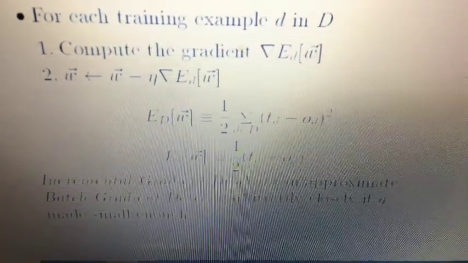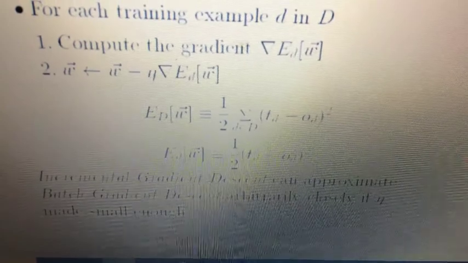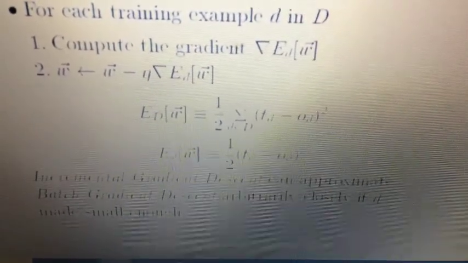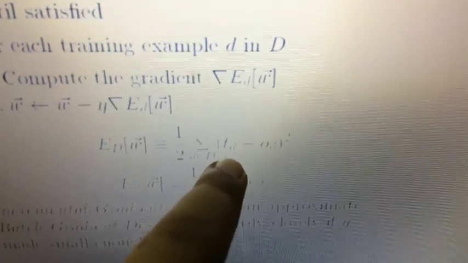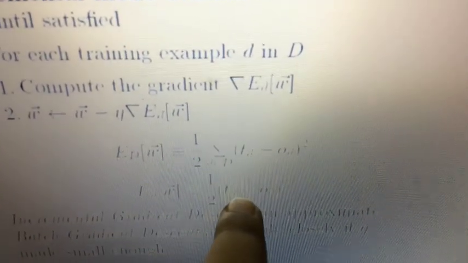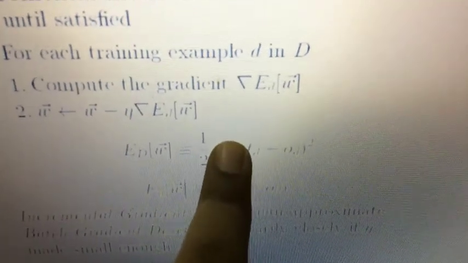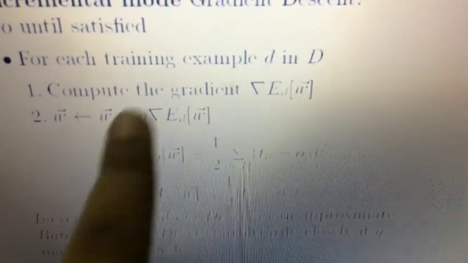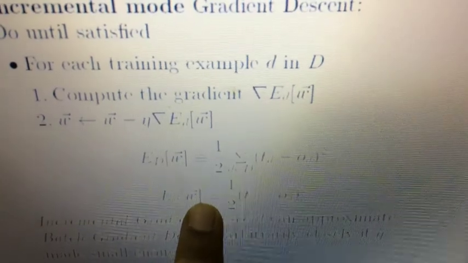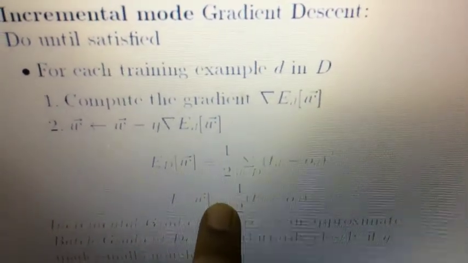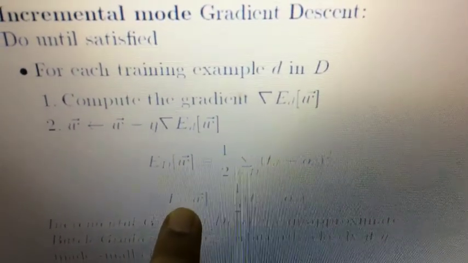Next, the formulas of capital ED and small Ed. Here you have a summation over d belonging to D of (td minus od) the whole squared, the error formula. In the stochastic case you don't have a summation, because you apply it to one particular example. This is the formula for the gradient descent error over all the training examples. This is the formula for the error in the stochastic approximation of gradient descent, for one particular training example.